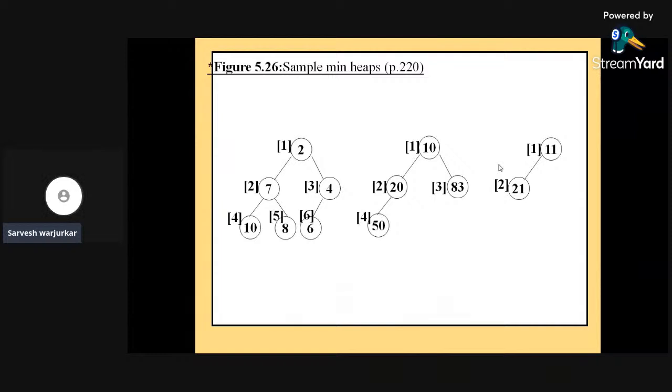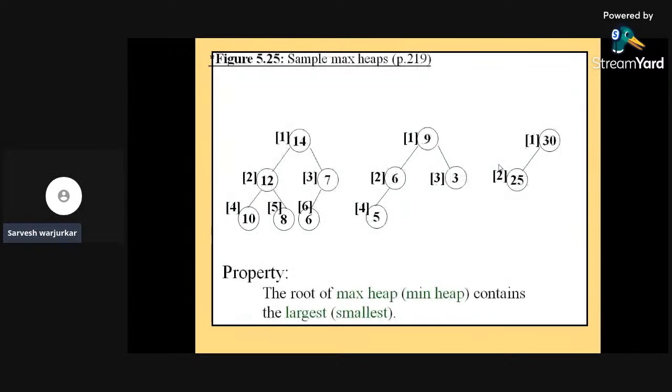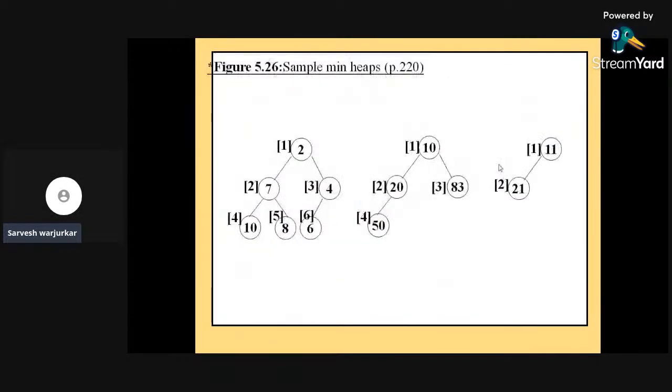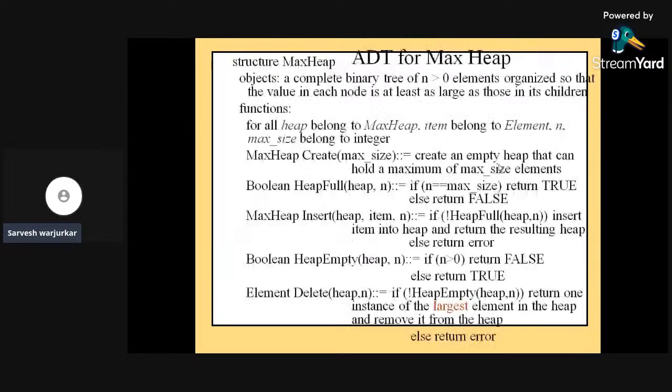A simple heap is like this, where you can go with two different parts. One is where the root node has the smaller value, that is 2, on the left is 7 and then 4. Ultimately we can shift it accordingly. So 10 and 8 and 6 can be shifted in that particular manner as well.